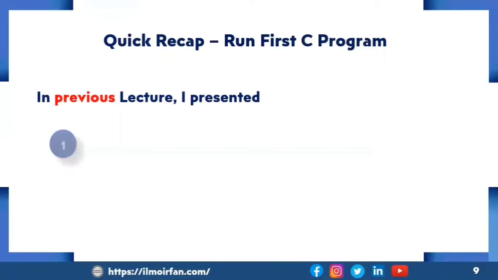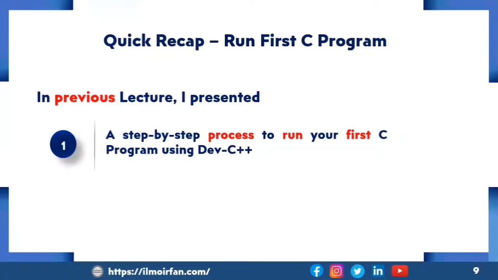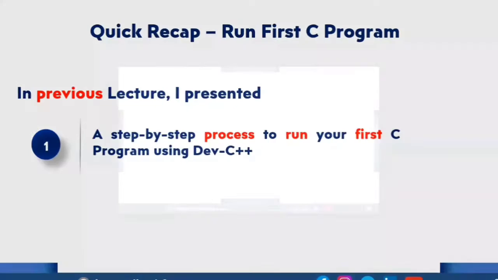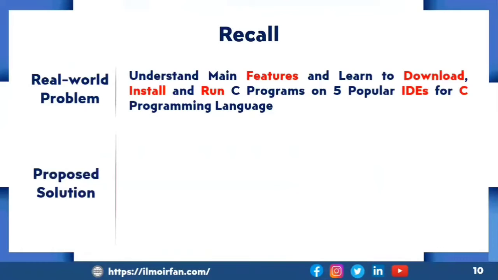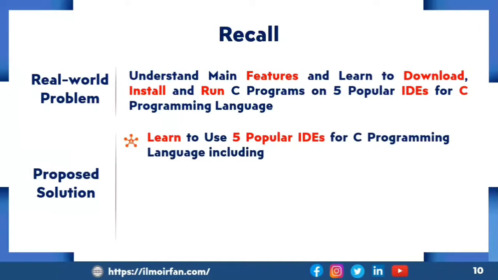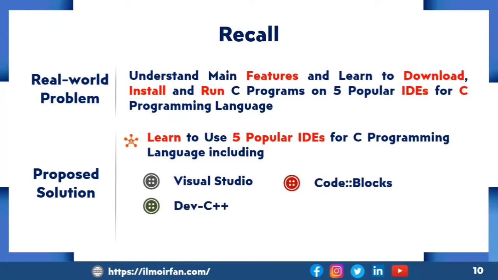In the previous lecture, I presented a step-by-step process to run your first C program using Dev C++. Recall that the real-world problem of this course is to understand main features and learn to download, install, and run C program on 5 popular IDEs for C programming language. And the proposed solution is to learn to use 5 popular IDEs for C programming language, including Visual Studio, CodeBlocks, Dev C++, CodeLite, and C-Line.